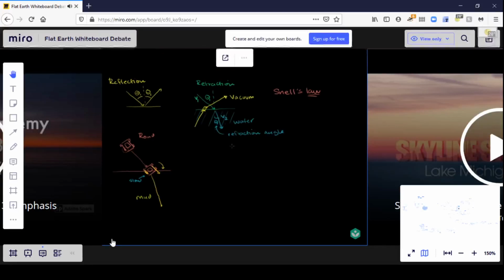So let's say we're doing that. So this isn't water, this is glass. So let me redraw it. Right. And I'll draw the angles bigger. So let me draw perpendicular.